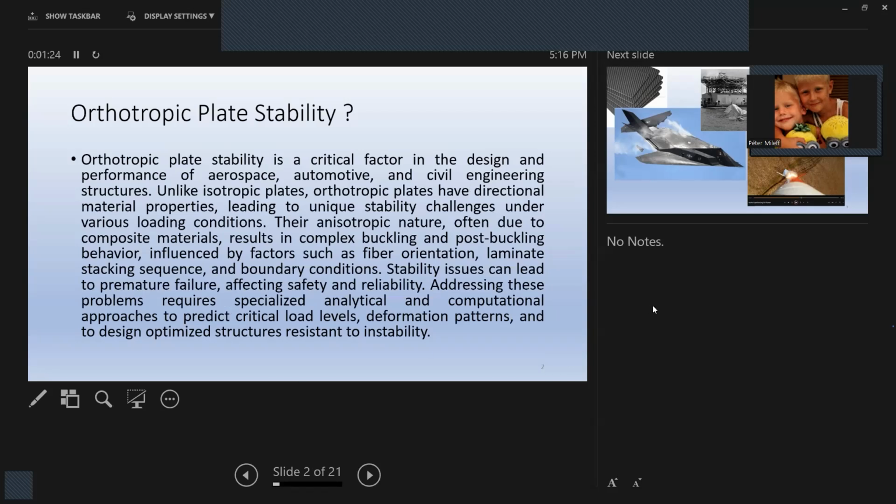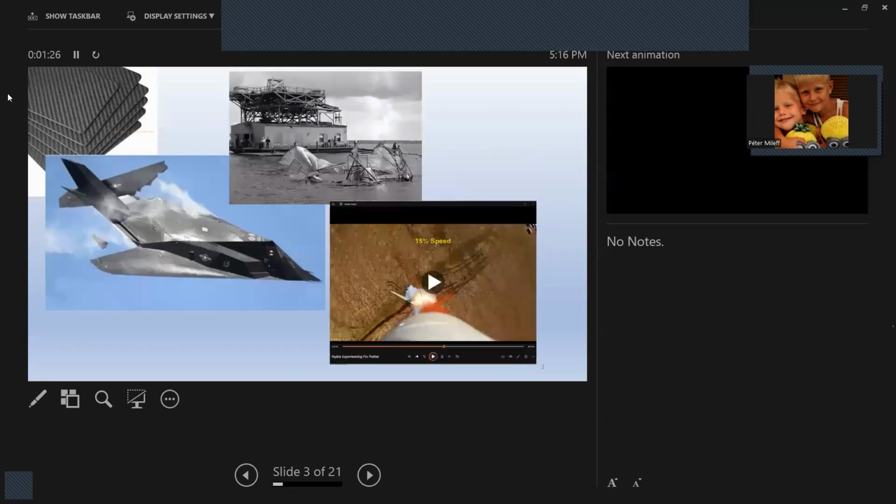To prove that, we can see several pictures right here. Since the early days of flight, history shows some crashes contributed to by plate instability. This is not the Wright brothers, it's actually even before them, Langley's plane. Here we can see even on modern planes, the F-117 crashed due to so-called flutter, which is nothing else but plate instability. How does that look in real life?